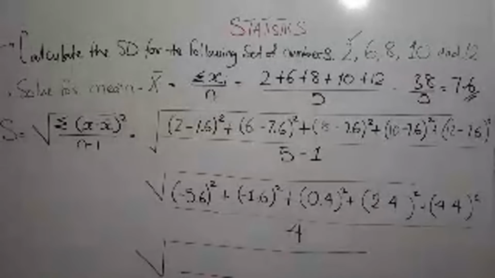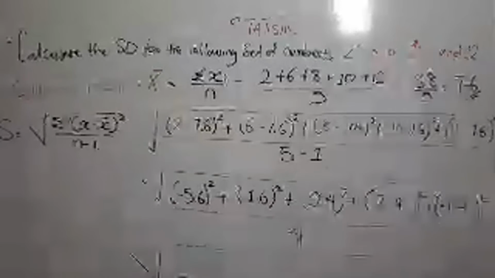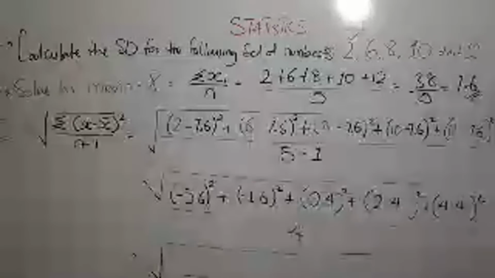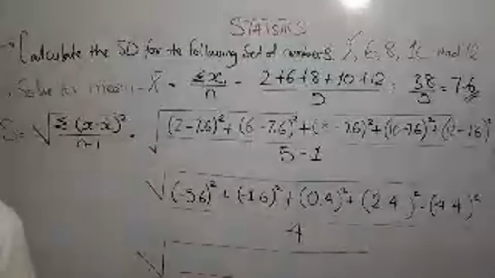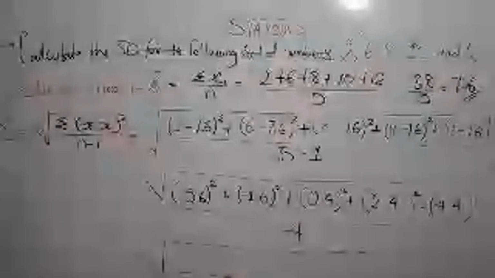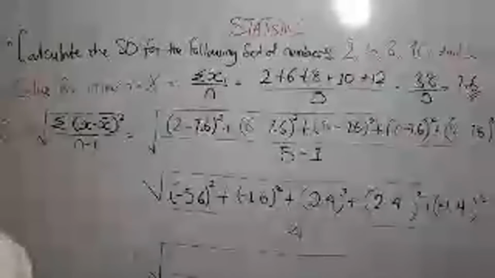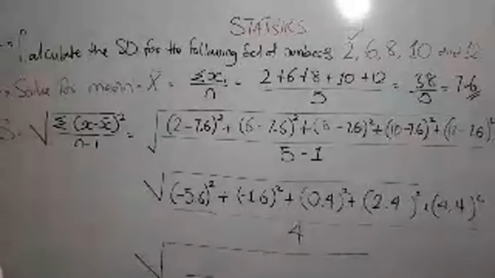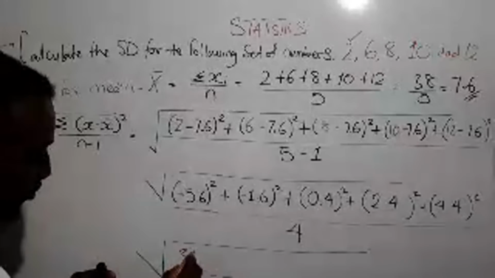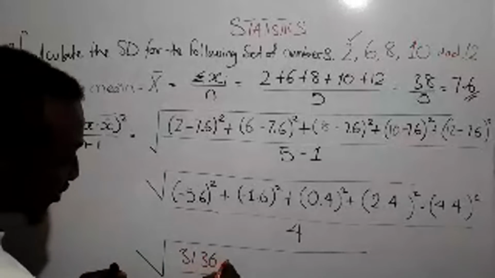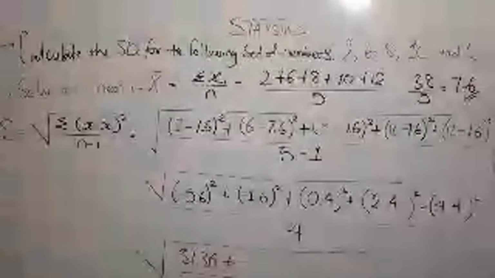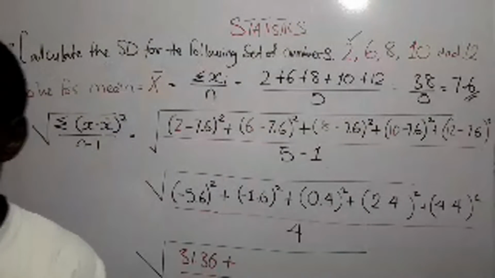Is that it from us? I'm just getting that from 2 persons. Is that it from everyone? Okay, please let's confirm that. Wonderful. About 5 persons have just confirmed that. So we have 31.36 plus, all right, so we have 1.6 raised to the power of 2.